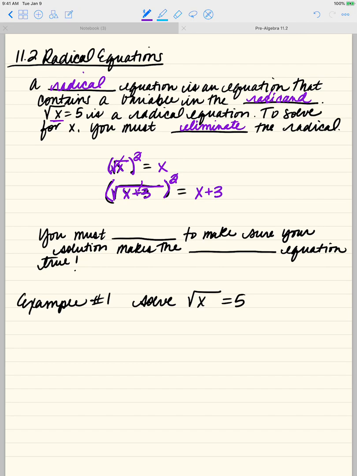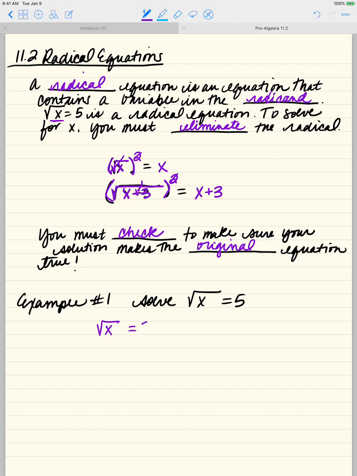Okay? The thing that you have to really pay attention to when you're doing these is that sometimes you end up with an answer in this process that doesn't make your original equation true. So you must check to make sure your solution makes the original equation true, because sometimes you may come up with a negative answer that wouldn't work, that would make a not real number because it would be under your radical. So you've got to check and make sure that you're coming up with an answer that makes sense. So let's solve this first one.